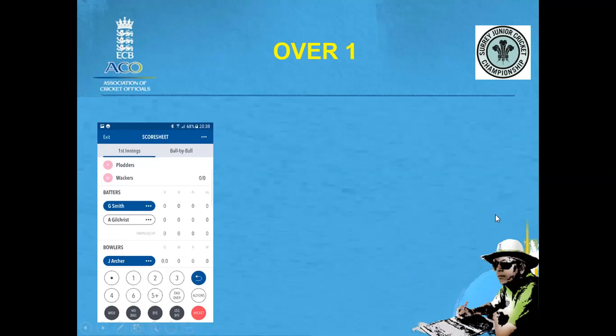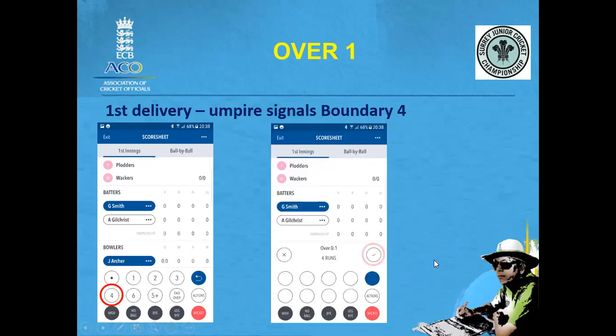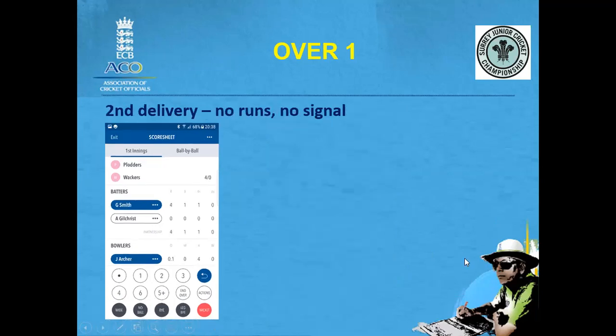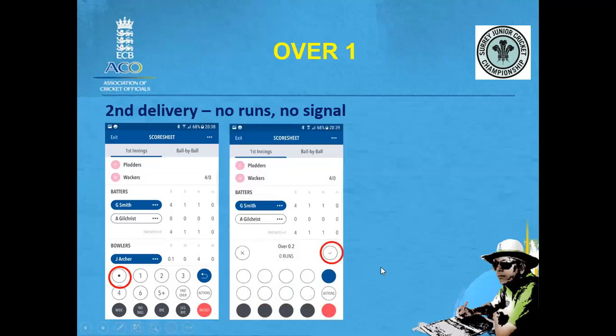We'll walk through the first over. So the first delivery, umpire signals boundary 4. So we press on the 4. The screen changes to show us the first delivery, and it thinks we want to enter 4 runs. We do, so we click on the tick. Second delivery, no runs, no signal. We click on the dot and we confirm.